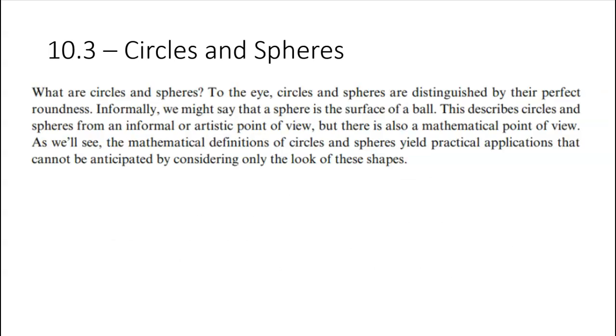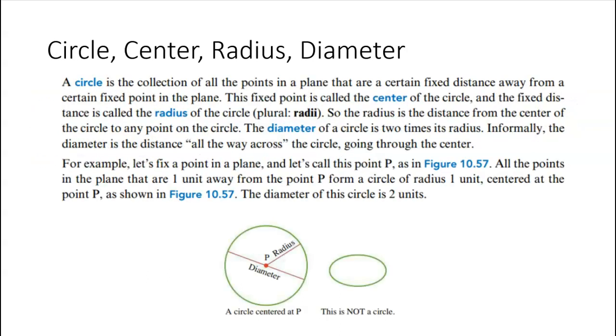So what are circles and spheres? To the eye, these are distinguished by their perfect roundness, but informally we might say that a sphere is the surface of a ball. This describes circles and spheres from an informal or artistic point of view, but there's also a mathematical point of view. So let's start with circles.